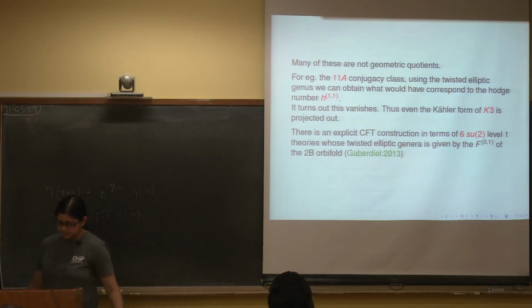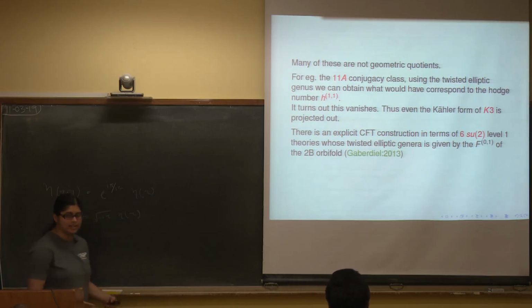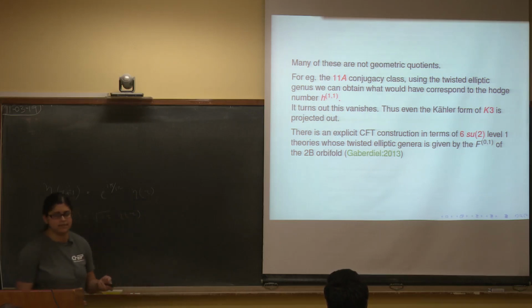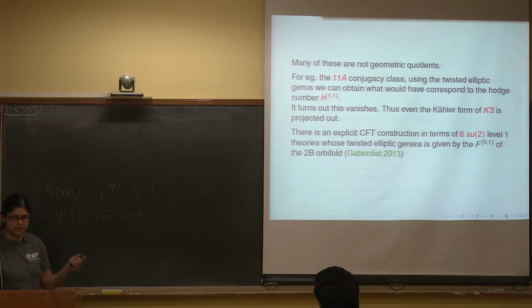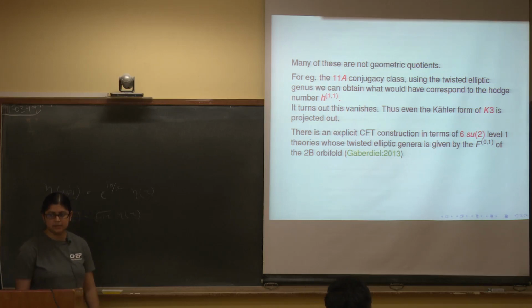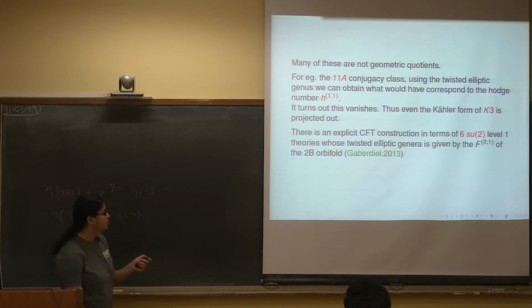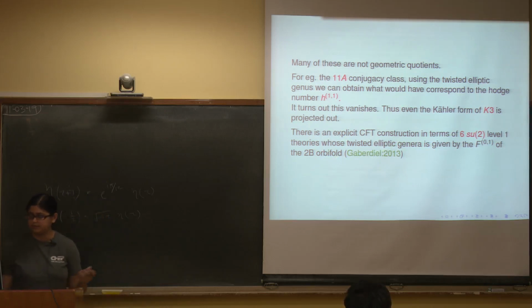One thing I have to emphasize is that beyond order 8, all the objects that we found were non-geometric quotients of K3, but here the even Kähler form, the H11, becomes 0 or negative, so the Kähler form also gets projected out. And for 11 itself, for the 11A conjugacy class, which is an order 11 object, it vanishes. But there is still an explicit CFT construction with 6 SU(2) level 1 theories, whose twisted elliptic genus F01 is given by the 2B orbifold, which I was talking about. It was done by Gaberdiel.